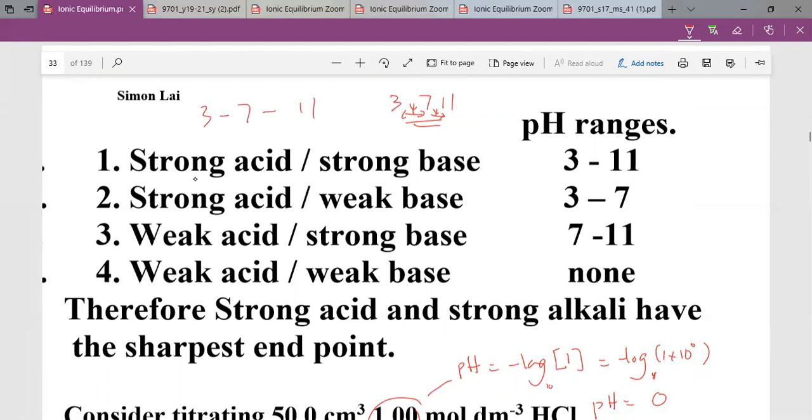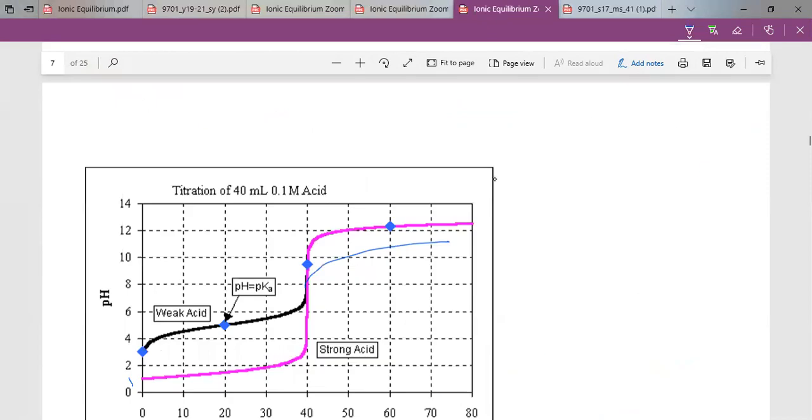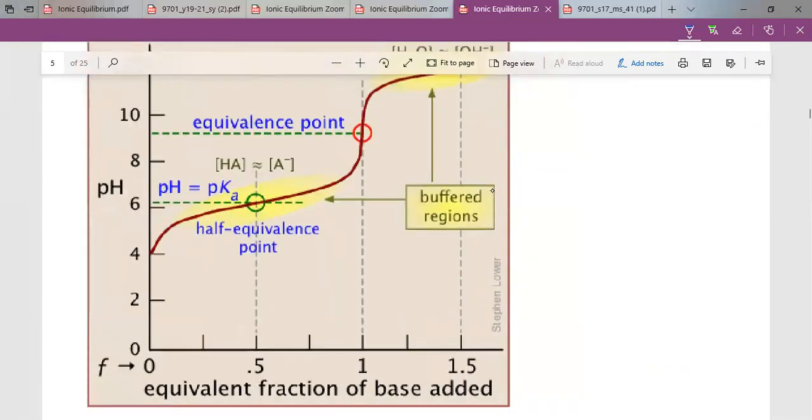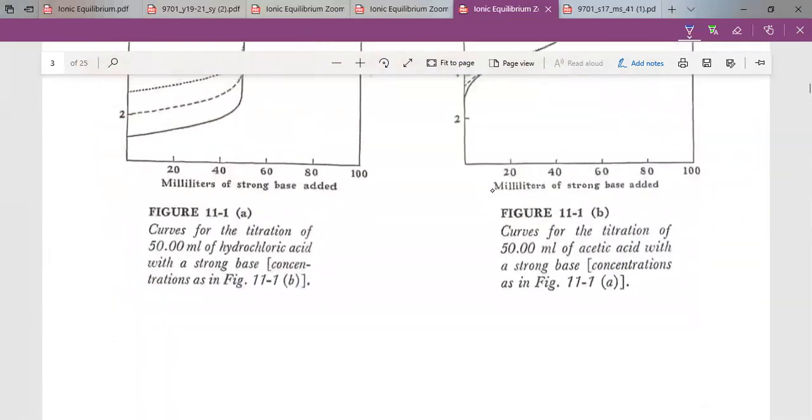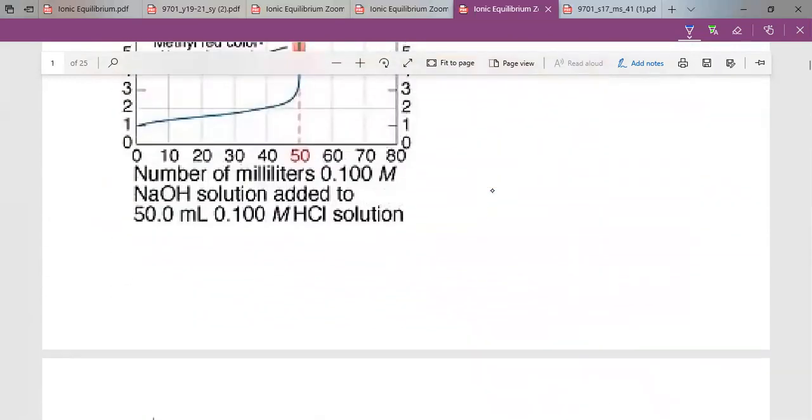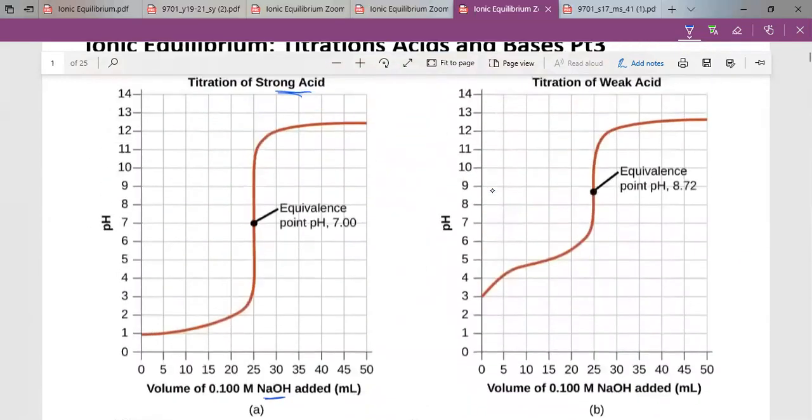So for strong acid and strong base, the jump is from pH 3 to pH 11 approximately. You see the jump here, the first one. Very simple. Why is it such a big jump? It's a vertical shift, you see afterwards.